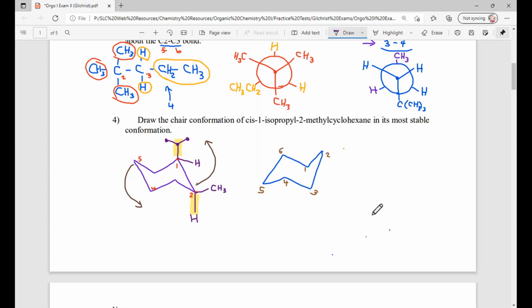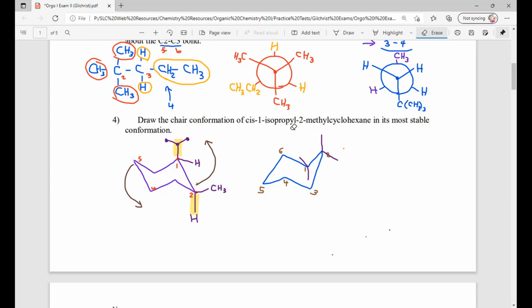My purple group. So axial for 1 is down, and equatorial is out to the side. Axial 2 is up. Equatorial is out to the side. And then, of course, the others, this would be axial down, axial up, axial down, etc. Okay. Why do we care?